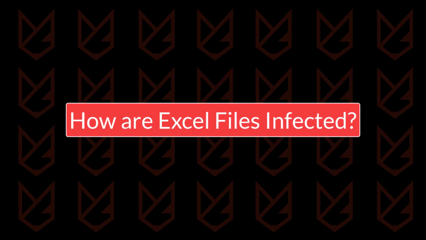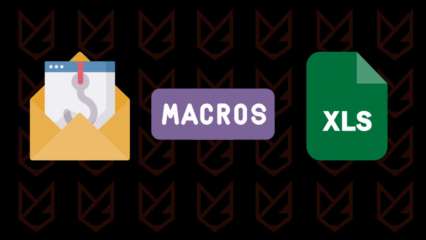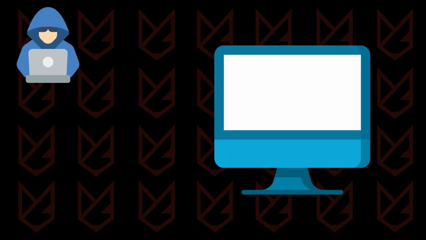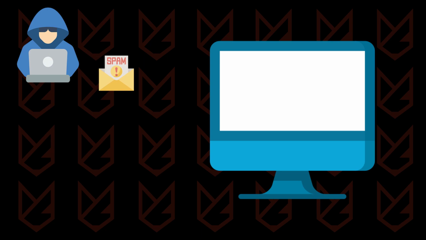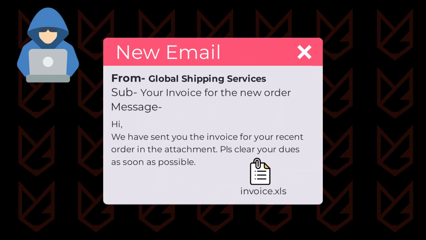How are Excel files infected? Excel files are widely used for phishing scams. Cybercriminals infect Excel files using macros. Then they start their phishing scam. They send spam emails to several thousand users. This email contains information that creates curiosity among the users, such as an invoice for your order, tax details, etc.